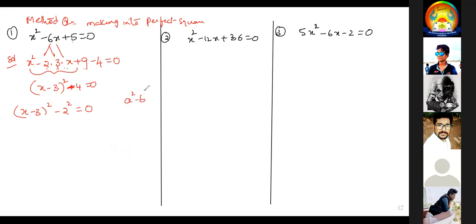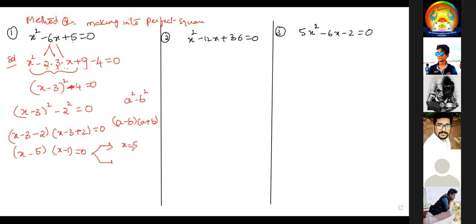We have the formula a square minus b square equals (a minus b) into (a plus b). That is (x minus 3 minus 2) into (x minus 3 plus 2) equal to 0. So (x minus 5)(x minus 1) equal to 0. So two cases again: x is equal to 5, x is equal to 1. So we are making into perfect square, or the perfect square method, whatever you call it.